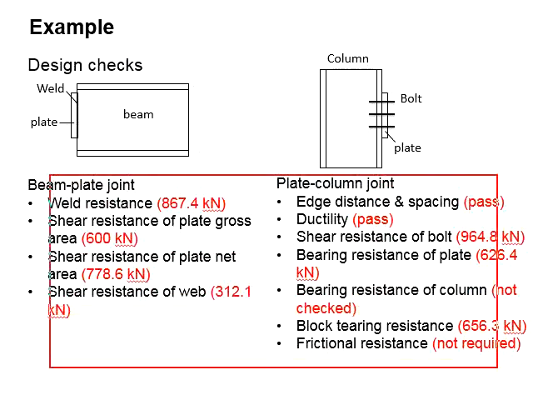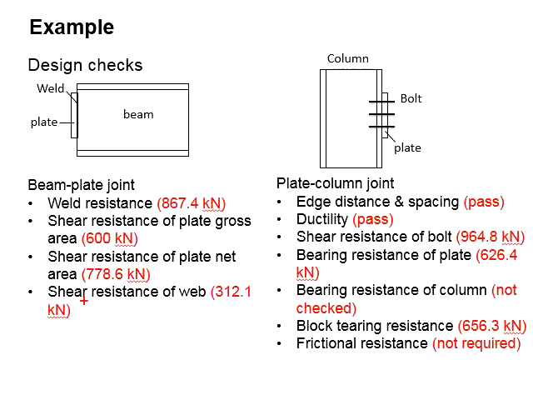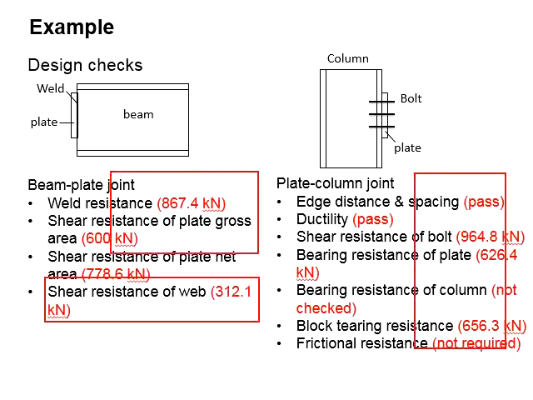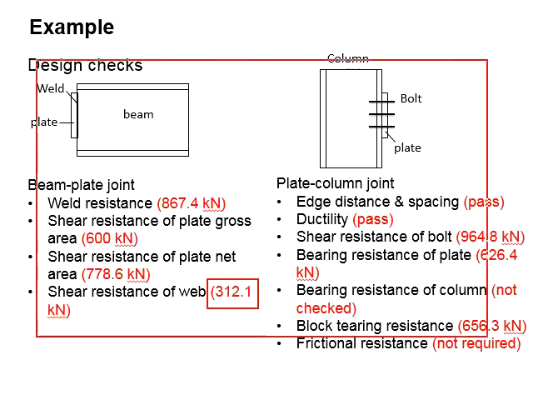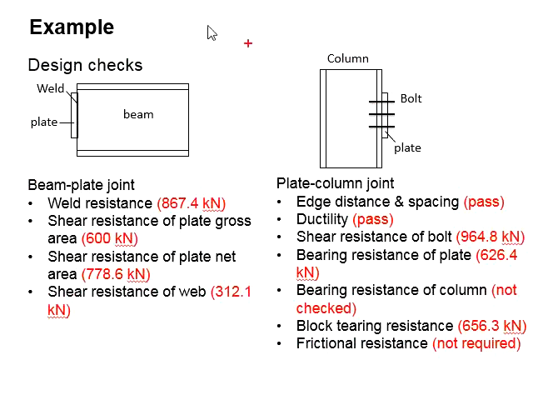If you compare the value here, you find the shear resistance of the web here is relatively low compared to the others. For you to increase the capacity of the connection significantly, you may need to increase the thickness of the web. By increasing the shear resistance of the web here, it is possible to double the capacity of the connections. As the next possible failure, it will be due to the bearing resistance of the plate, which is 626.4 kN.